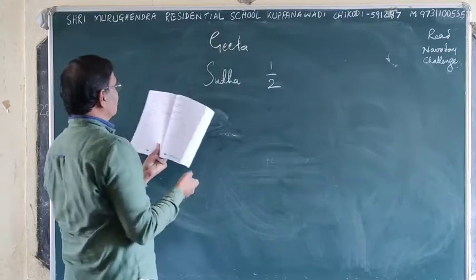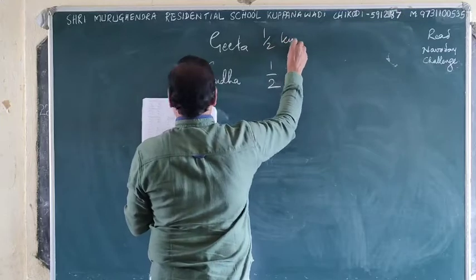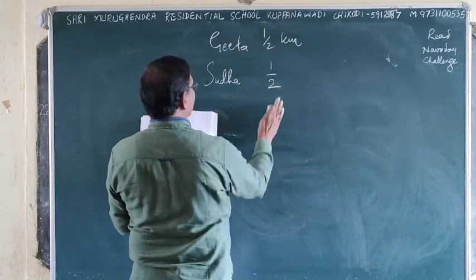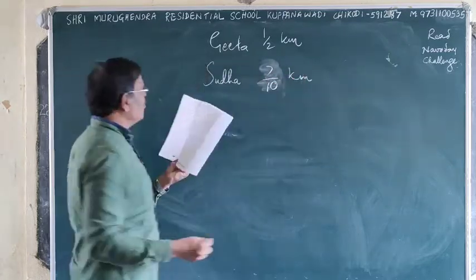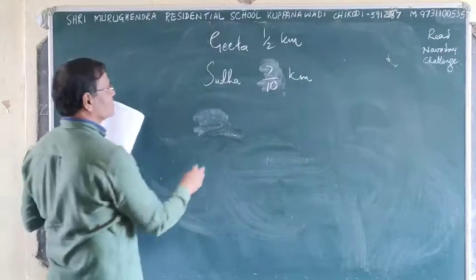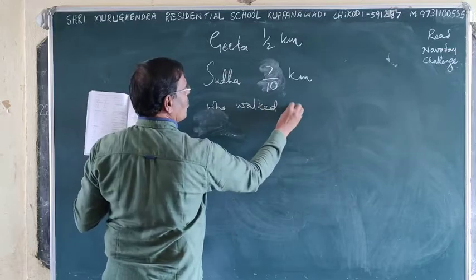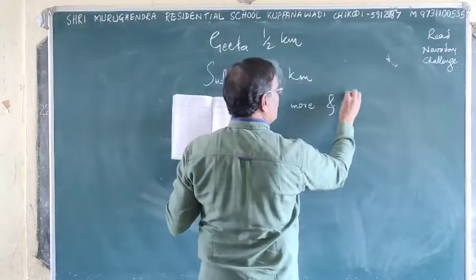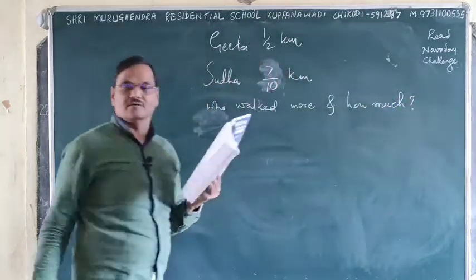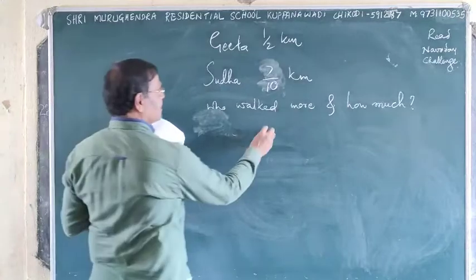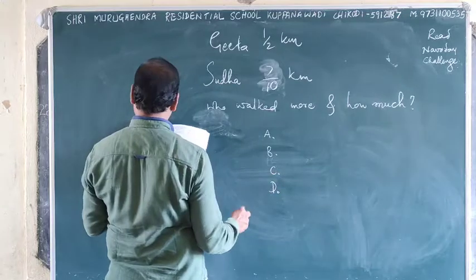We have to take this. Geeta walked 1 by 2 kilometer, whereas Sudha walked 7 by 10 kilometer. Who walked more and how much? Your answer: who walked more and how much? The question is asked. Then answers are given here. A, B, C, D answers are given.